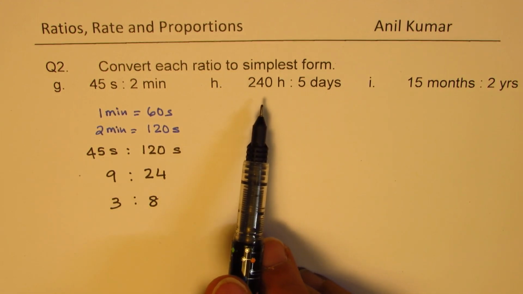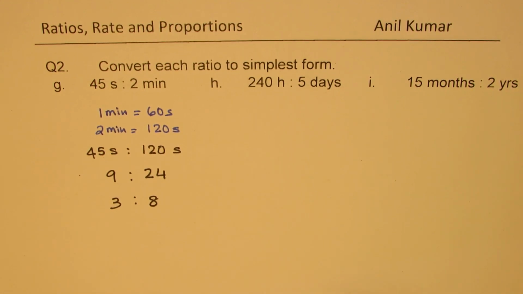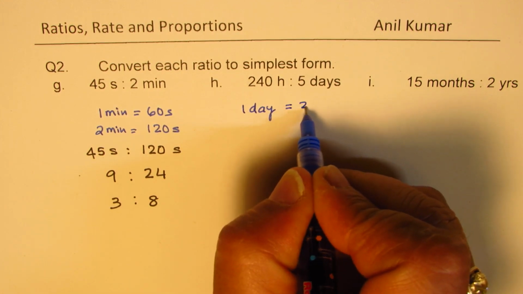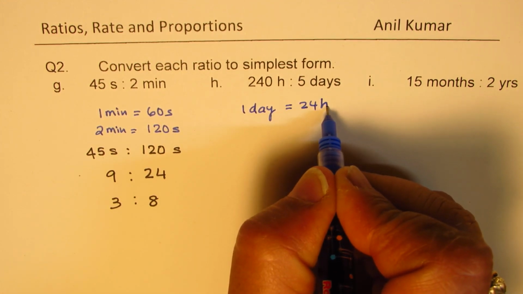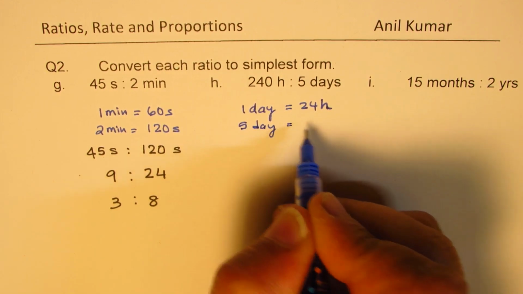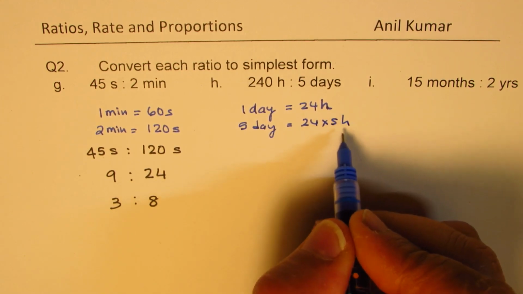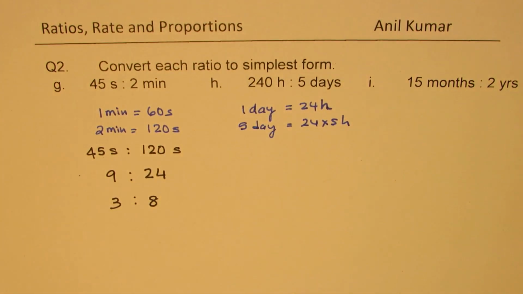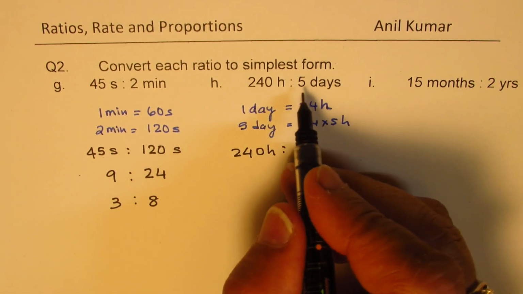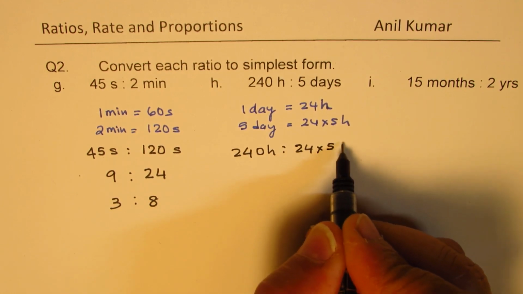Perfect. Here, 240 hours and 5 days. As you know, 1 day is equal to 24 hours. Correct? So 5 days will be 24 times 5 hours. So let's replace. What we get here is 240 hours is to, instead of 5 days, I can write 24 times 5 hours.